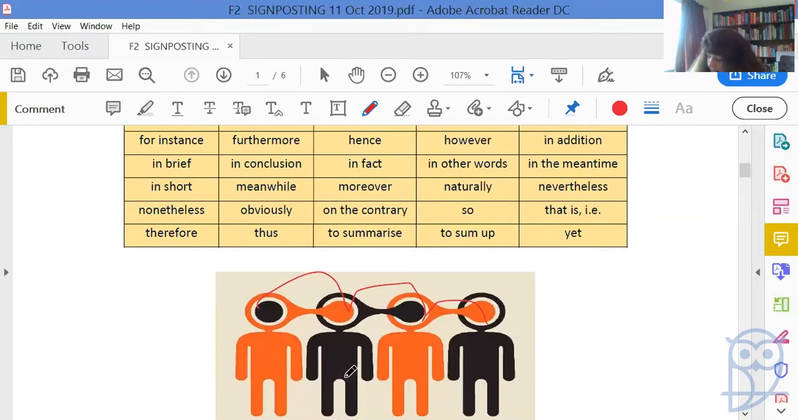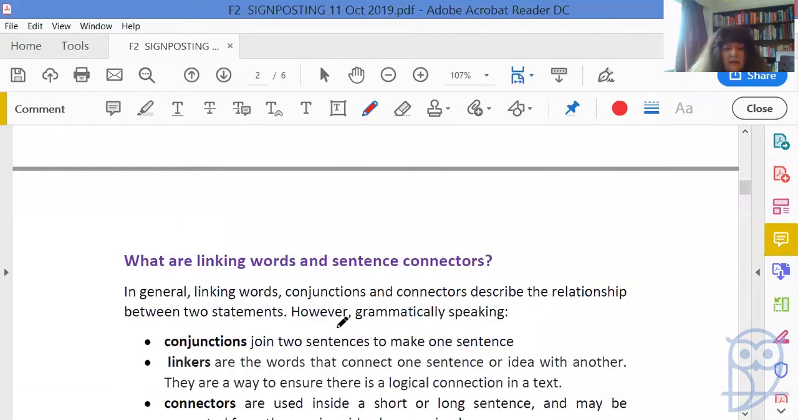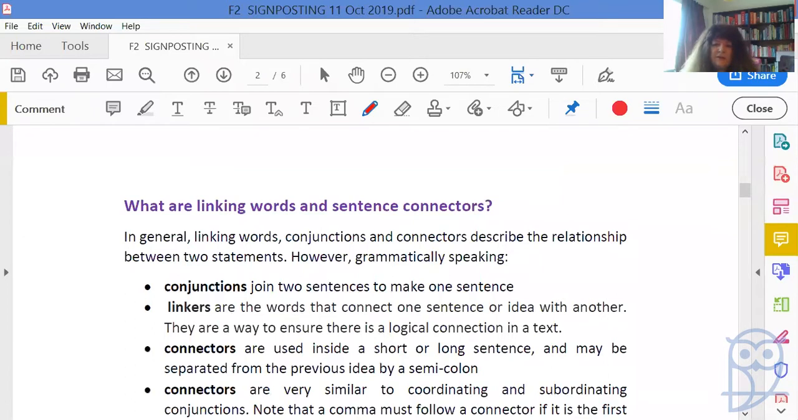Right, so what are linking words and sentence connectors? Are they all the same thing or what? In general, linking words, conjunctions, and connectors describe the relationship between two statements or sentences. But grammatically speaking, conjunctions join two sentences to make one sentence, and that's obviously going to be a compound sentence.